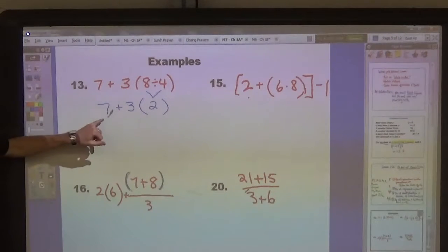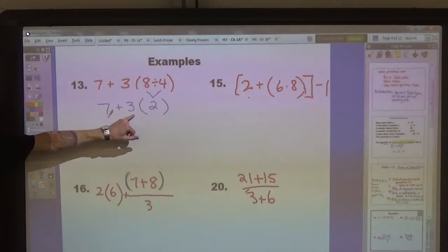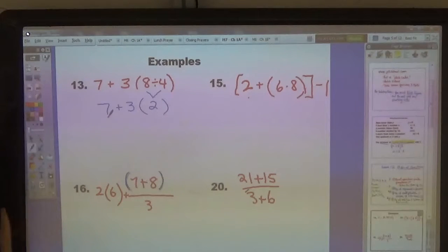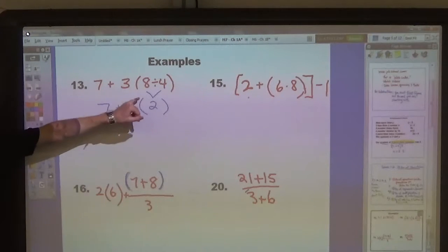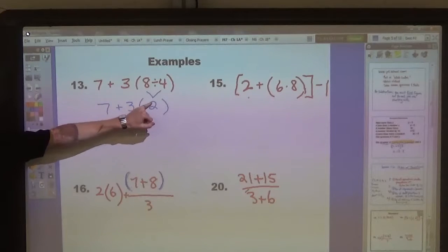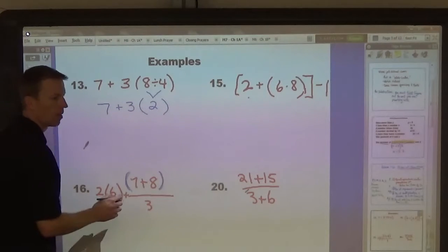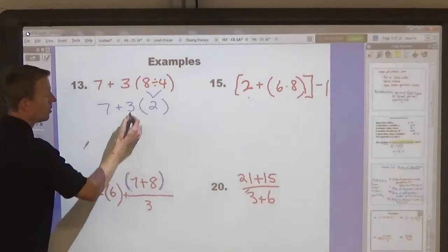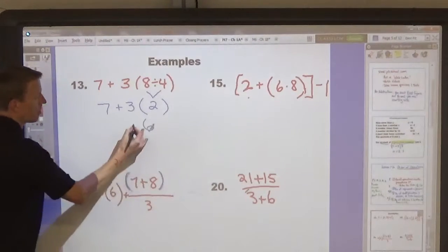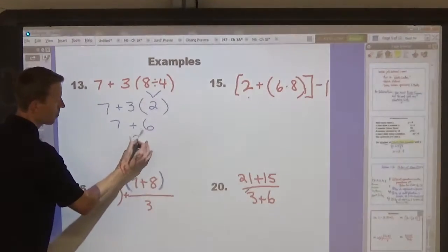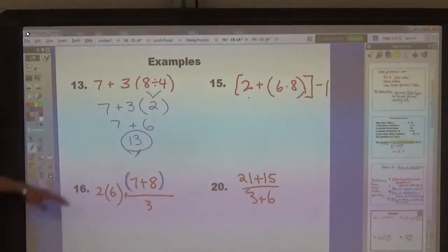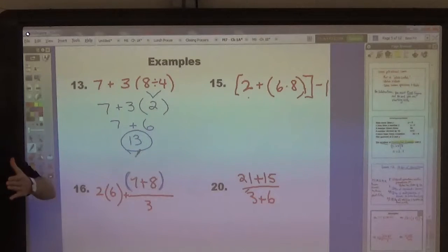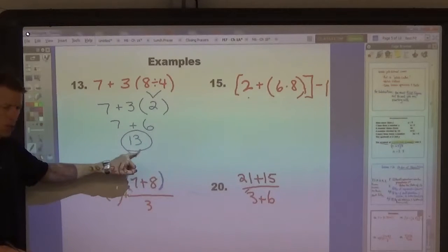Then, should we do 7 plus 3 times 2? What should we do first? 3 times 2 is in step 3, multiplication and division. Aiden, show me slant. So 3 times 2 is 6, and then add 7, which is 13. And notice, simplifying means that the problem is getting more and more simple as it goes down to the bottom. And then circle your answer at the bottom.